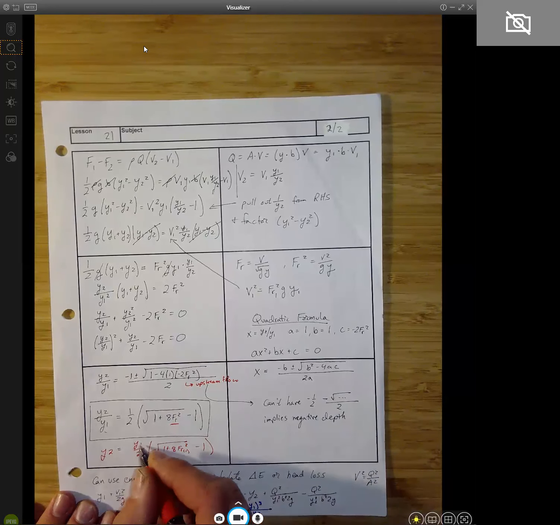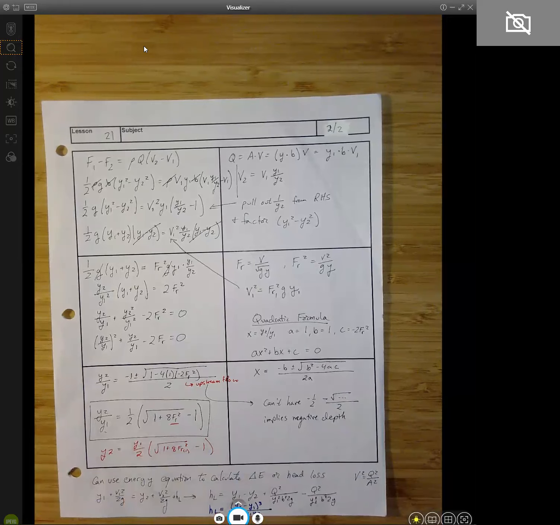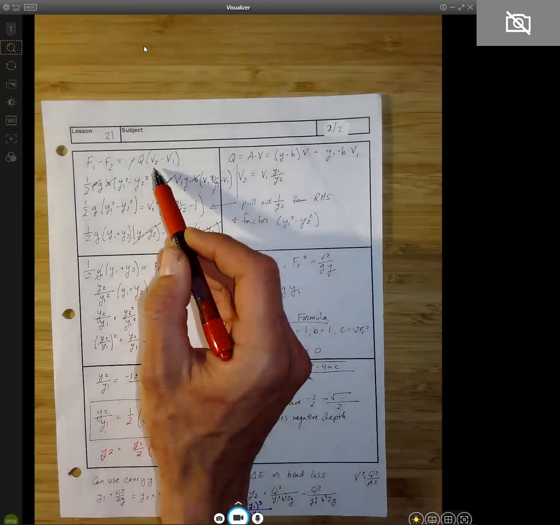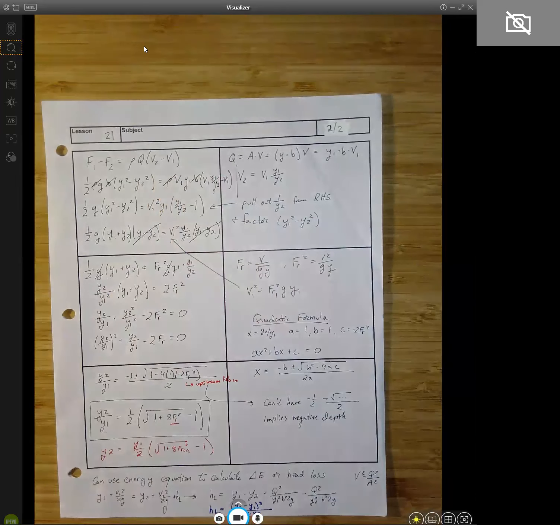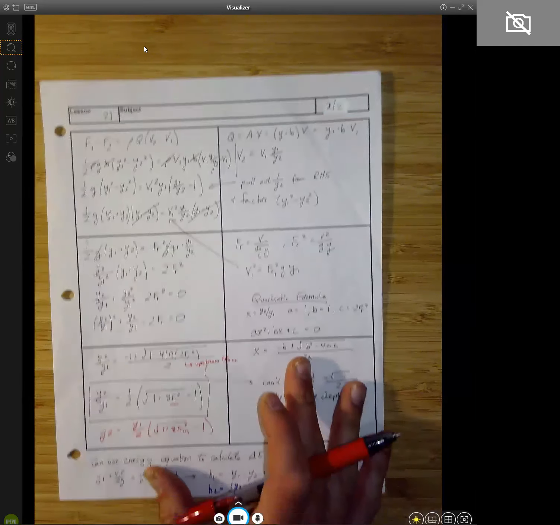So this equation then relates, again, the upstream flow depth, the upstream flow velocity, and Froude number to the downstream depth using conservation of momentum and all this fun algebra. I think there's a little bit of calculus in there too. Or maybe it's just, yeah, it's just the quadratic formula. So that's the equation that we're interested in at this stage of the game.